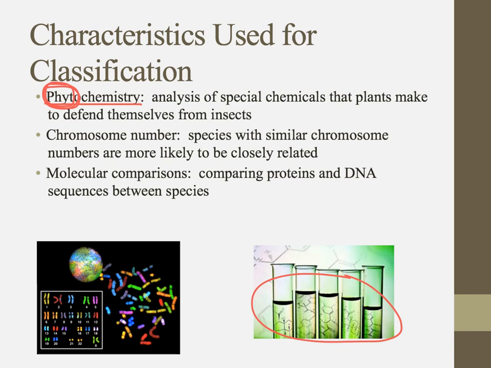We also know that chromosome number is a defining characteristic. So normal humans have 46 chromosomes in each of their somatic cells. So anytime we see species with the same or similar chromosome numbers, that might tell us that they belong in a similar group or that they're closely related. And the last one, which we've talked about quite a bit, is molecular comparisons. So this is either when we compare the amino acid sequence of a protein or the DNA sequence of nucleotides and see how closely related two things are.